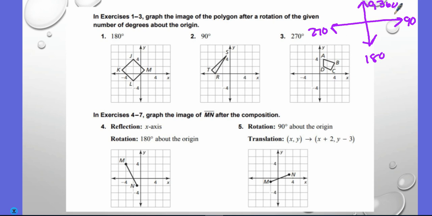Okay, now it says we're going to rotate this image. Oh, it did not give us a direction. It says image after rotation given the number of degrees about the origin. It didn't tell us a direction, so I'm just going to say that we're going to rotate these images clockwise. Most of our problems being counterclockwise, so let's go clockwise.